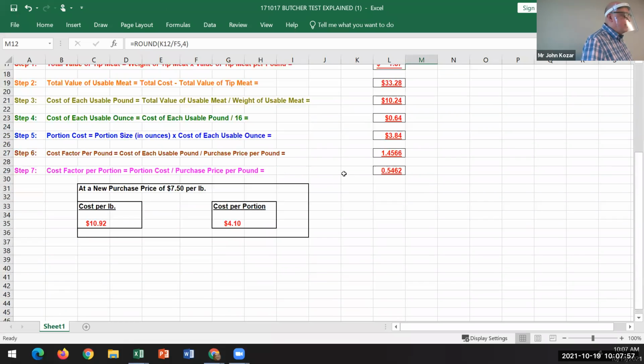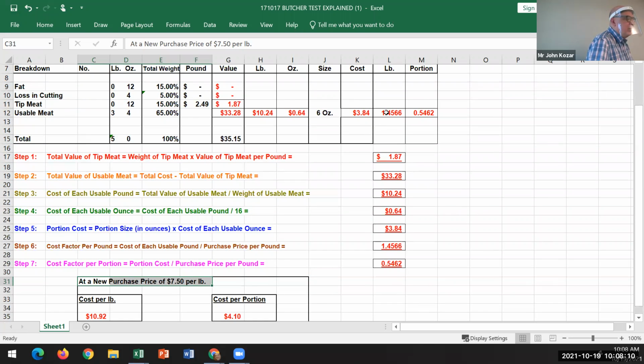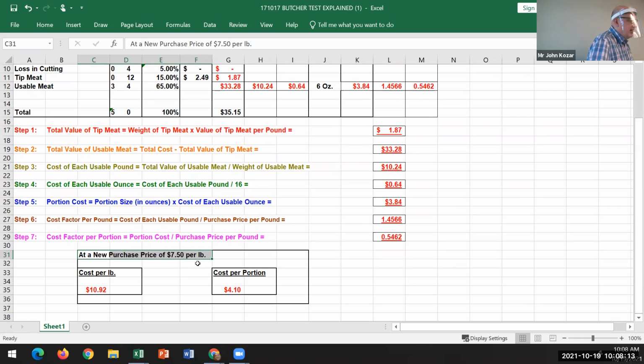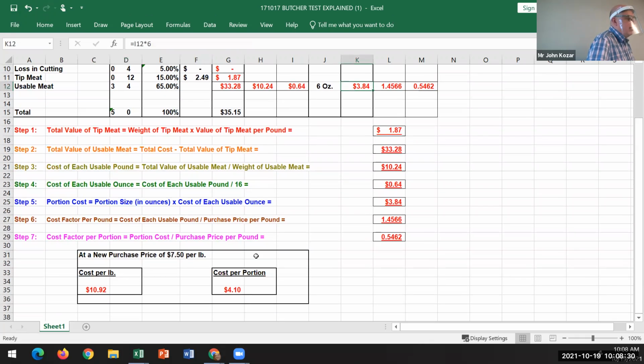Once you have that, if the purchase price changes, instead of having to go through all that exercise again, you just take your cost factor, for per pound the 1.4566, and multiply that by the new price. That's going to tell you how much a usable pound costs, and also what your new portion cost is. And that's going to help you decide whether you're going to make a change in your menu and increase the sales price.